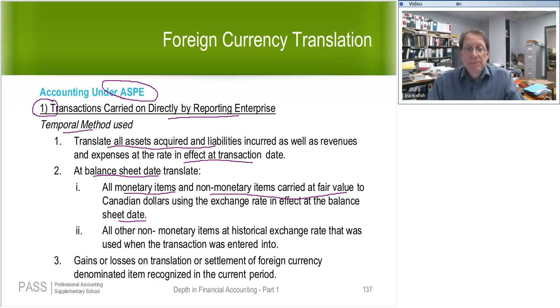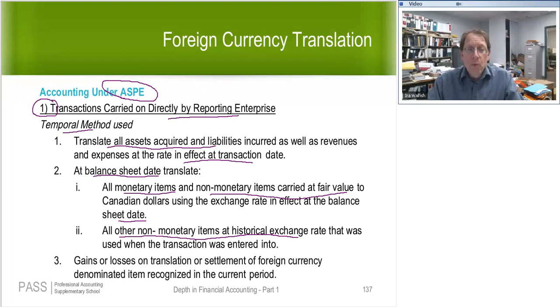Okay, all right. The remaining non-monetary items at historical rate, which are most of them, don't do anything. You've already translated them. Just leave them be. Don't do anything. All right.